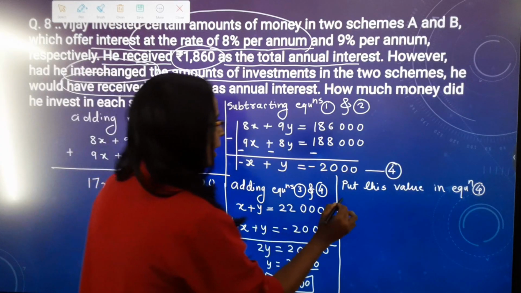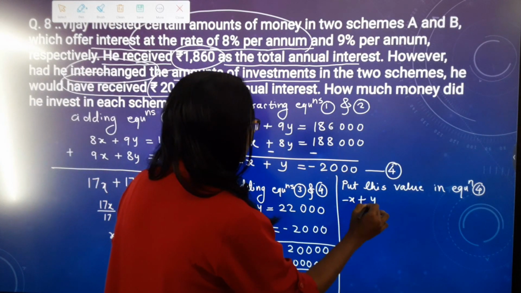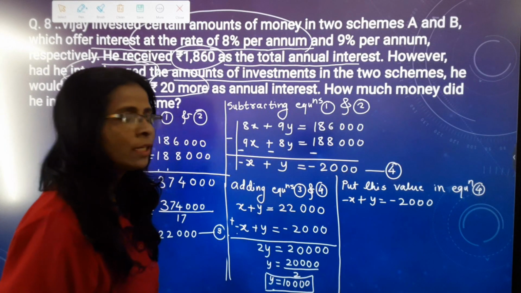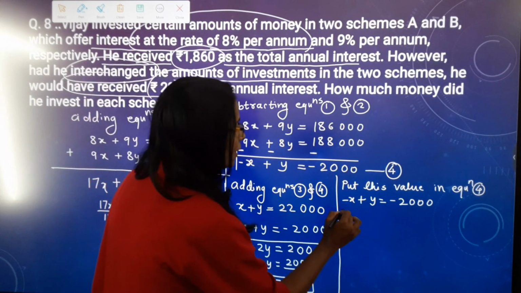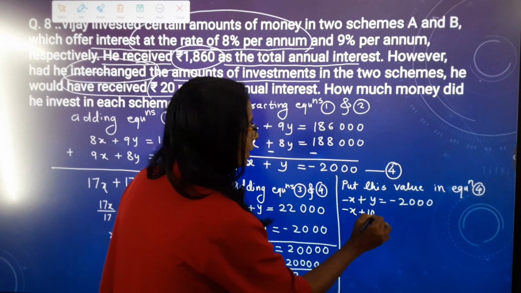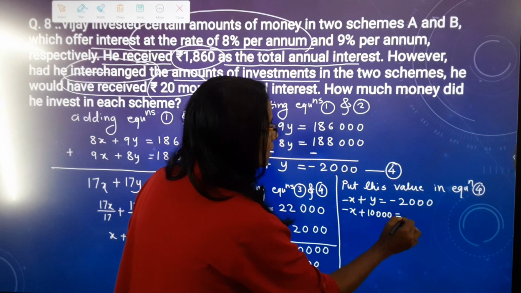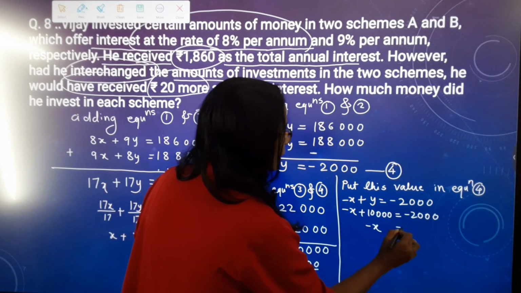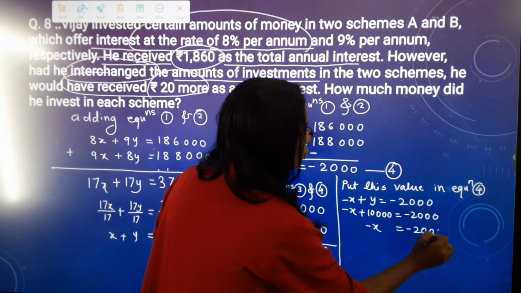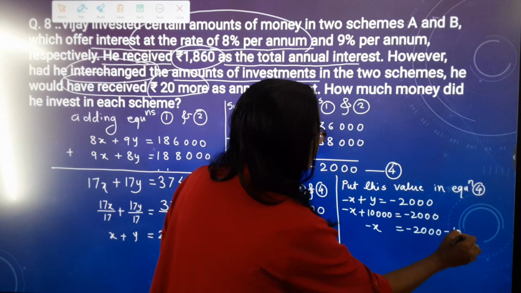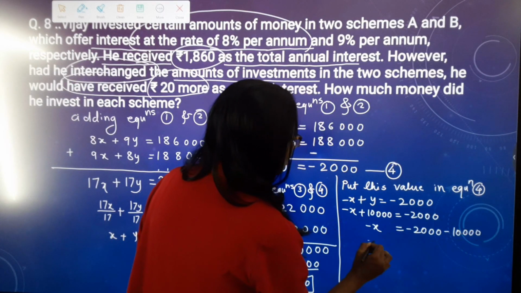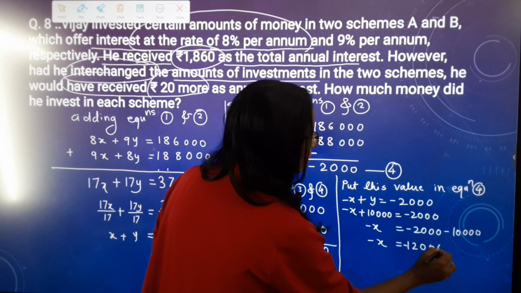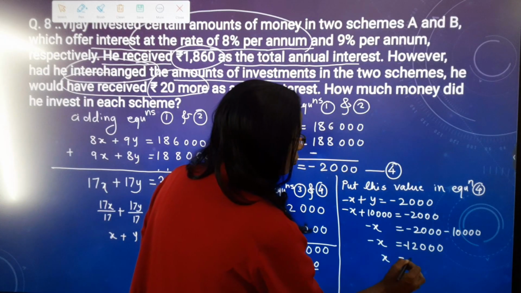Then here, minus x plus y is equal to minus 2,000. This is the fourth equation. Now substitute the value of y here. So minus x plus 10,000 is equal to minus 2,000. So minus x is equal to minus 2,000 minus 10,000. So minus x is equal to minus 12,000. So x is equal to 12,000.